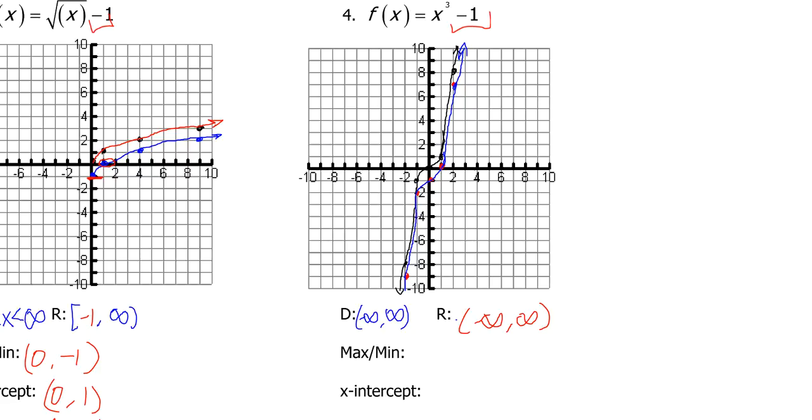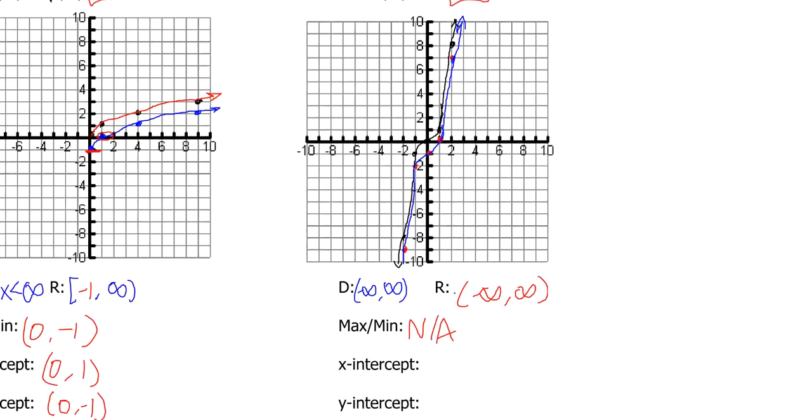The maximum and minimum, well, let's see. If you'll notice, it extends in the downward and upward direction forever. So therefore, the maximum and minimum doesn't exist. At least for the time being. We'll start learning about relative maxes and minimums at a future date. And then we've got x-intercepts.